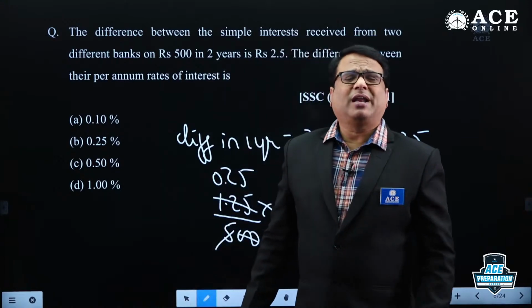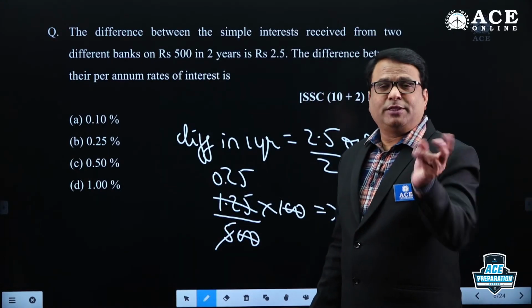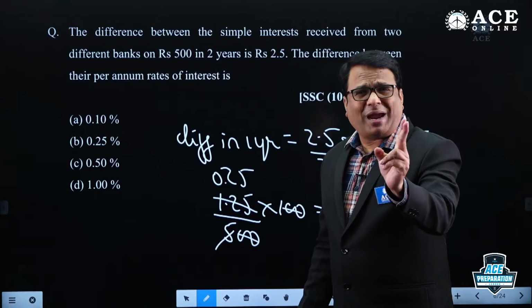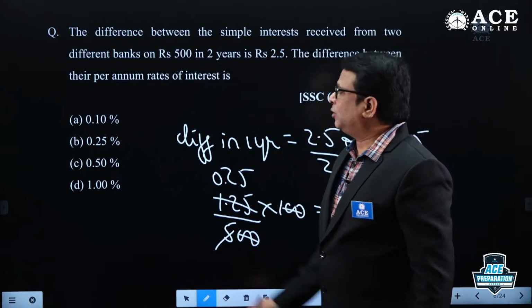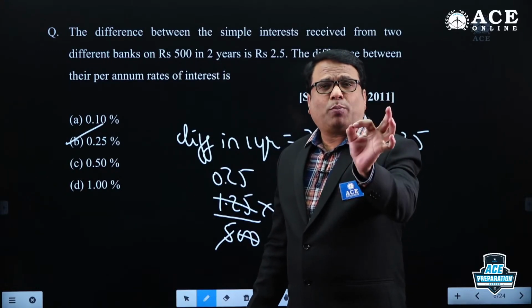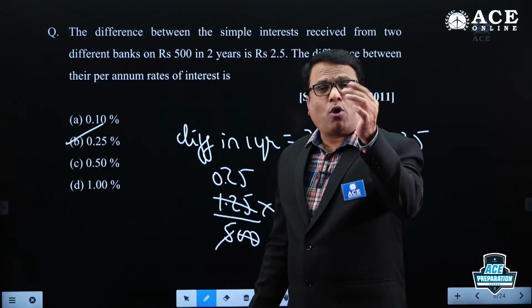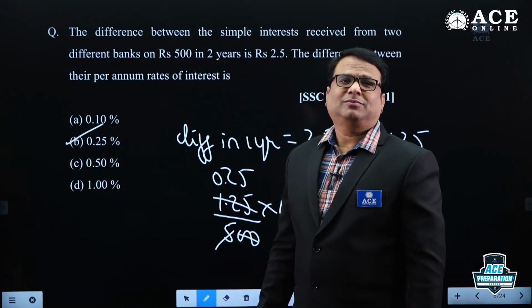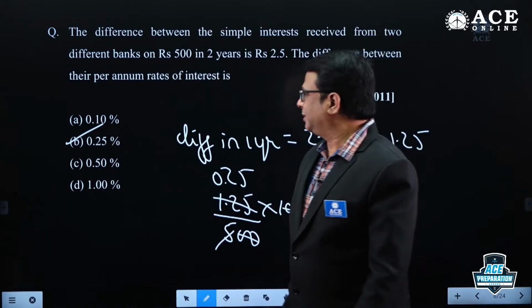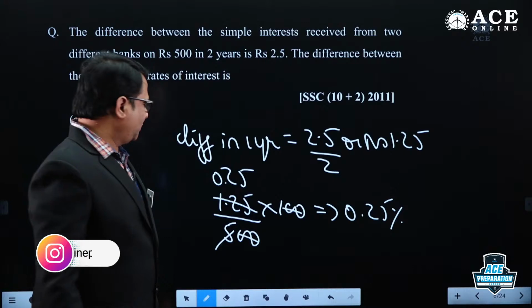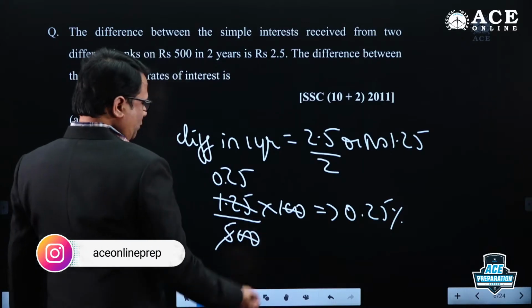So the difference in the rate of interest between these two banks is how much? 0.25%. That means one bank is giving 0.25% interest more when compared to the other bank per annum. Okay, that's the answer, right? And this is the solution. Okay, right. Now let us go for the next question.